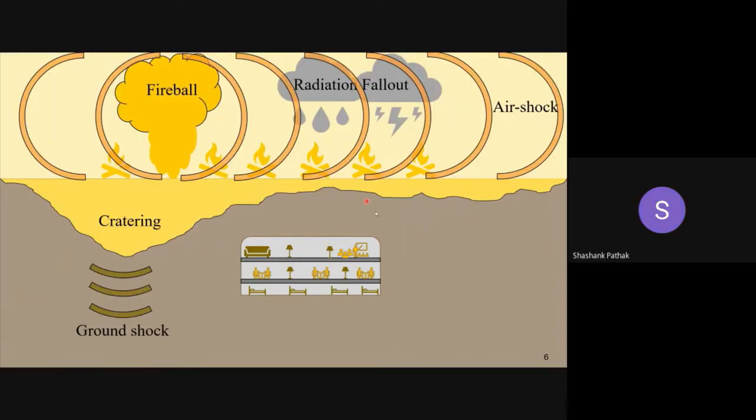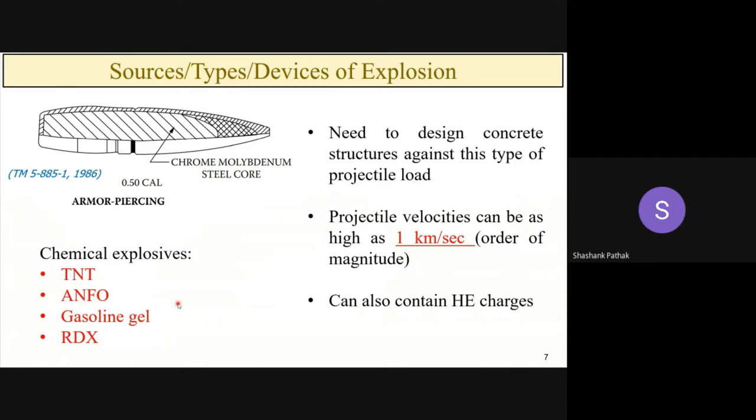Very good. There will be some damage to the underground structure, but I have not shown it here. There will be radiation fallout, air shock wave, fireball, cratering. And because of cratering, there will be ground tremors also, as rightly pointed out by Manikanta when I asked. So there are different kinds of sources and devices.